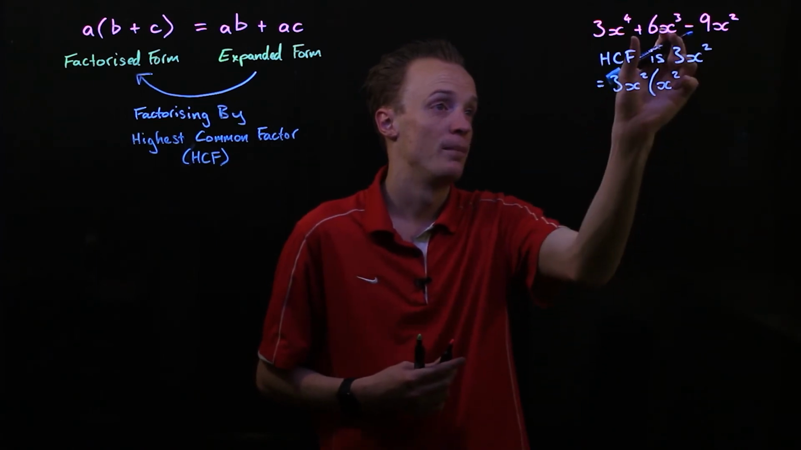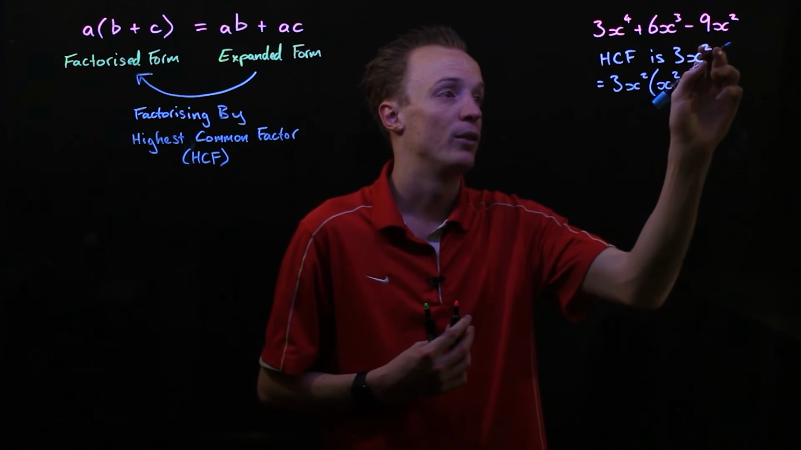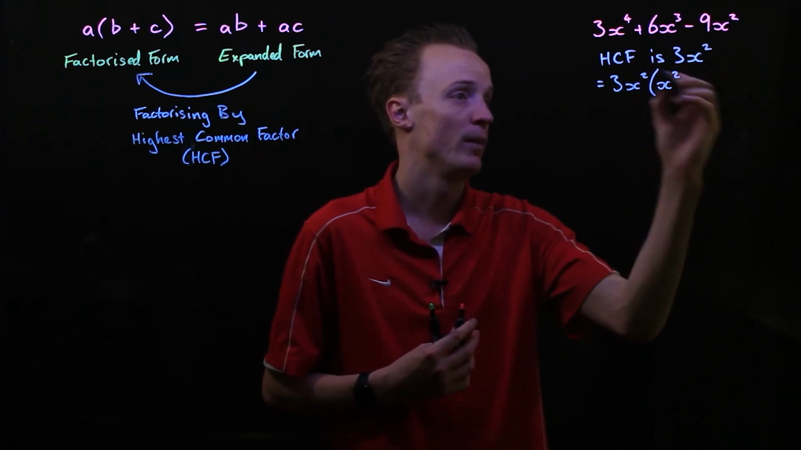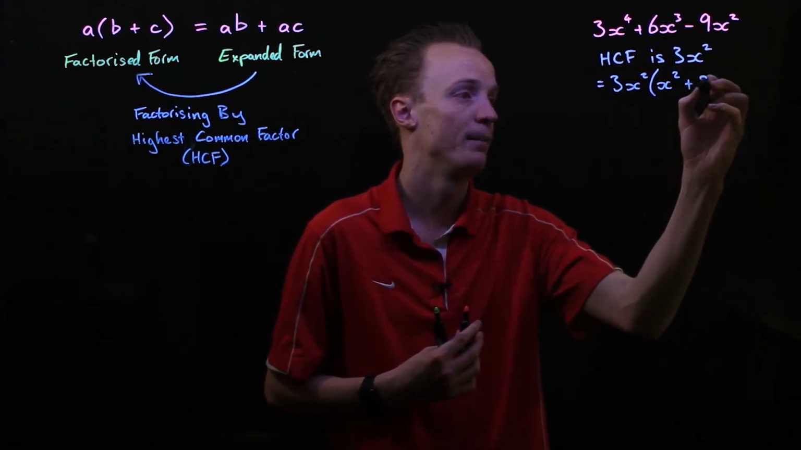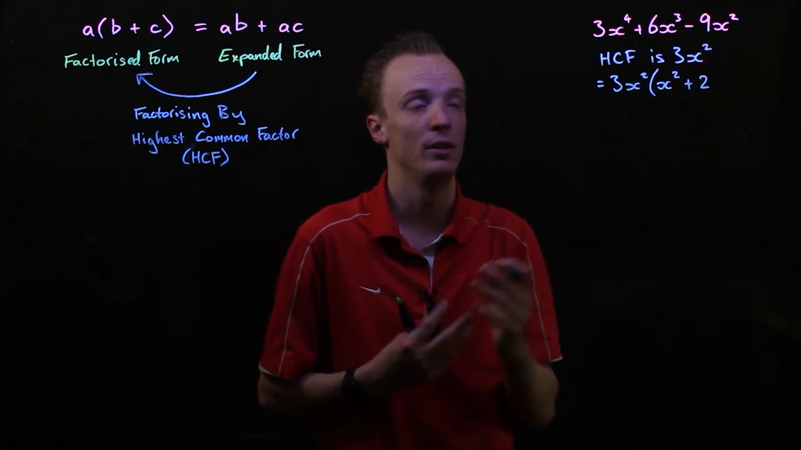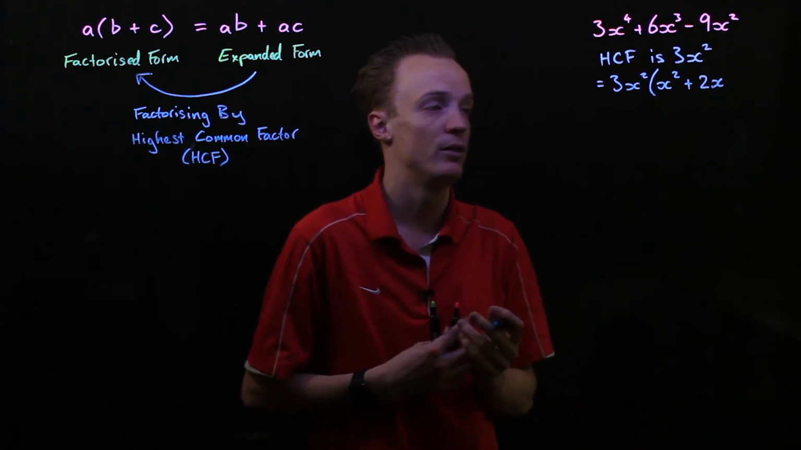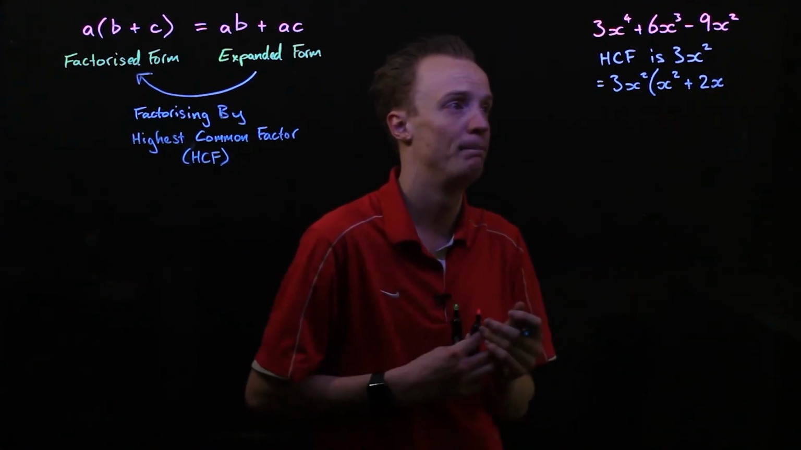In our second term, we've got 6x to the power of 3. When we divide that by 3x to the power of 2, 6 divided by 3 will be 2, and because it's positive and positive, we'll be adding. Then x to the power of 3 divided by x to the power of 2, keep the base the same, subtract the exponents. So we'll be left with 2x, or 2x to the power of 1.